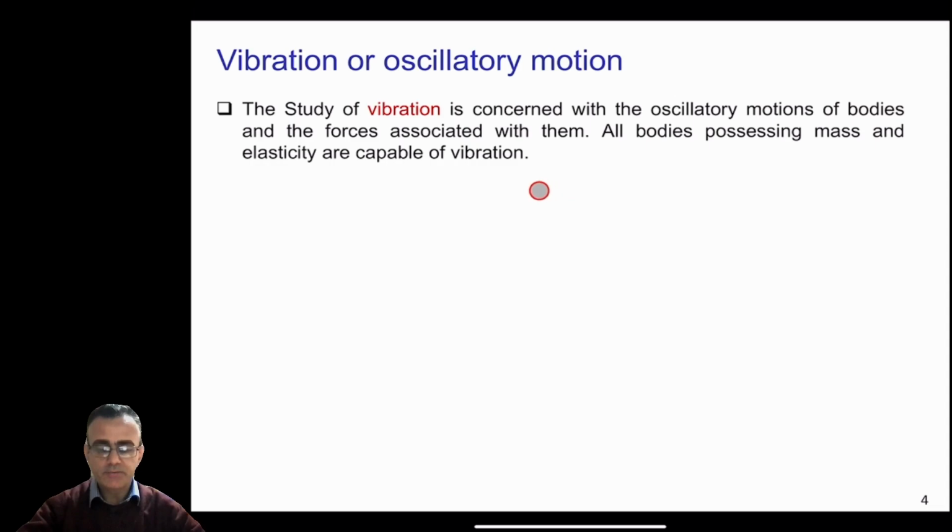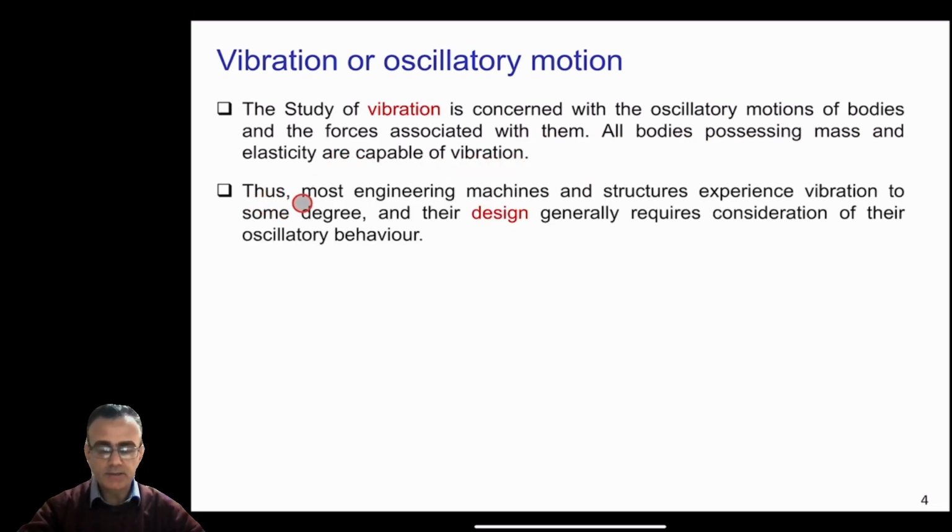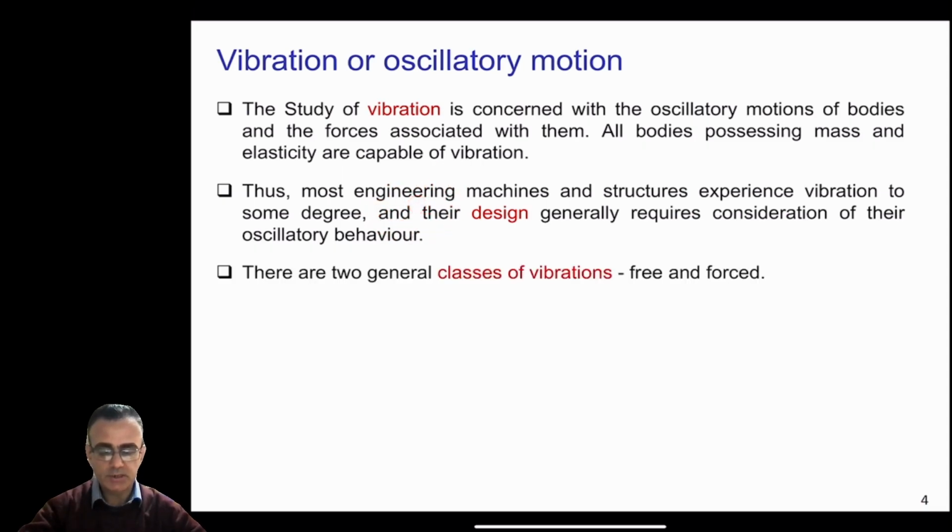Okay, so the first thing is that the study of vibration is concerned with the oscillatory motion of bodies and the forces associated with them. All bodies possessing mass and elasticity are capable of vibration, and thus most engineering machines and structures experience vibration to some degree, and their design generally requires consideration of their oscillatory behavior. So when you are designing machines or structures, you have to take care of vibration also. Now there are two basic types, or classes, of vibration: one is free vibration, and one is forced vibration.